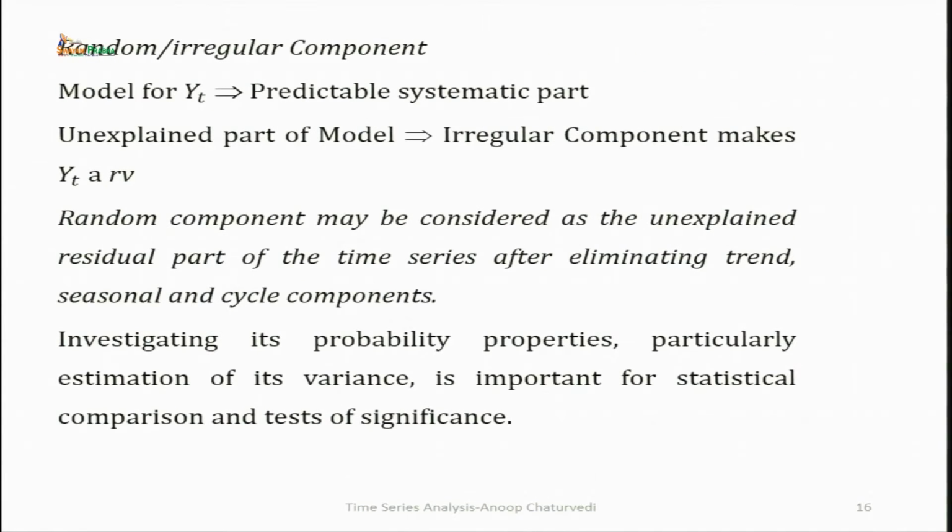Now, the random or irregular component actually denotes the unexplained part of the model. The model has two parts. One is the predictable systematic part, which consists of trend, seasonal and cyclical variations, and then you also have the irregular component, which is a random variable, and this is the component which actually makes y t a random variable.